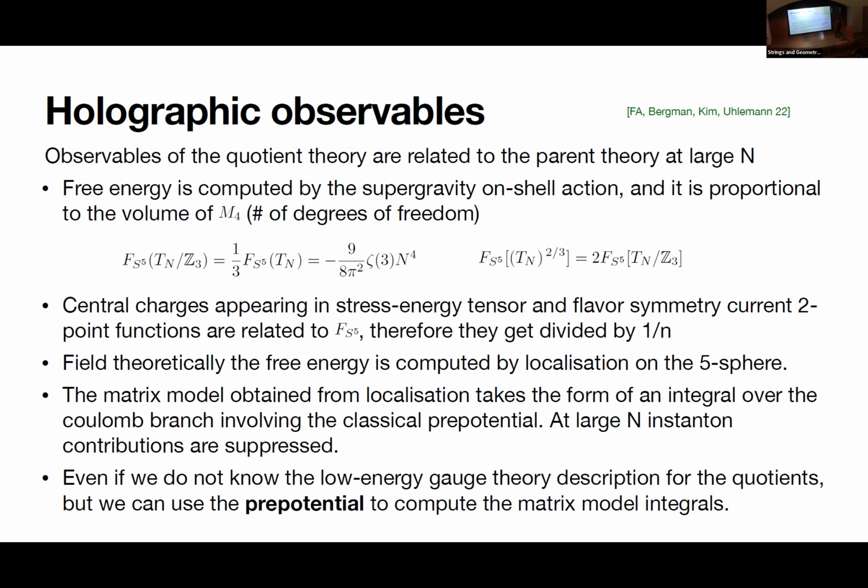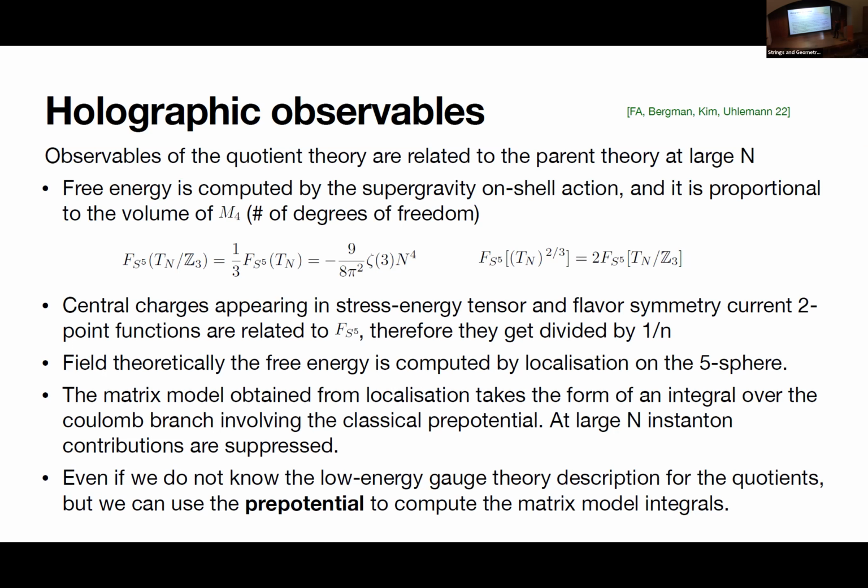Theoretically, the free energy is computed by localization on the five-sphere, and the matrix model that you obtain from localization takes the form of an integral over the Coulomb branch, which involves the classical prepotential. There will also be other contributions in general, but at large n these contributions are suppressed. So the leading order contribution is just the classical prepotential.